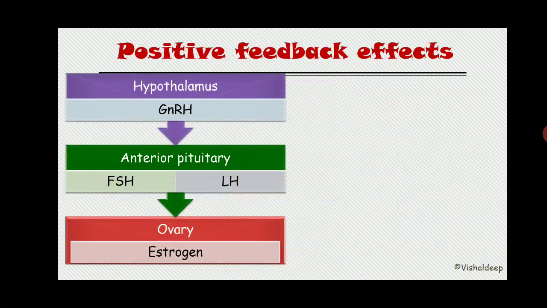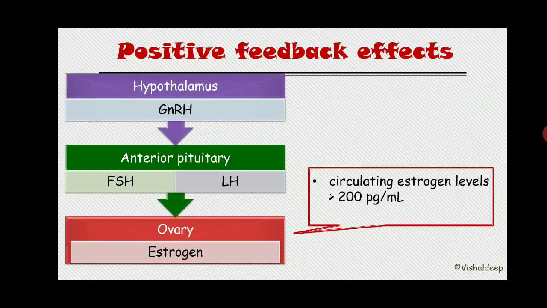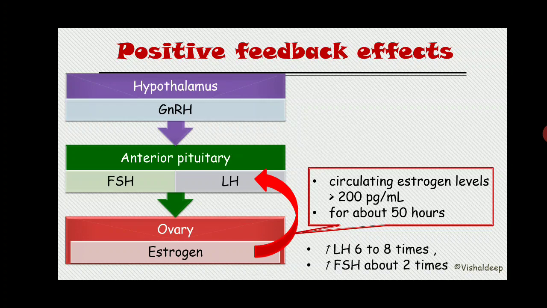Now the positive feedback effect. I already discussed the positive feedback effect. In the peri-ovulatory period, the period just prior to the ovulation, the circulating estrogen will increase more than 200 picogram per ml for about 50 hours or 2 days. Then estrogen will give a positive feedback signal to the LH secretion, and LH secretion will increase up to 6 to 8 times, and FSH secretion will increase up to 2-fold. Alright, this is about the positive feedback effect of the estrogen over the LH.